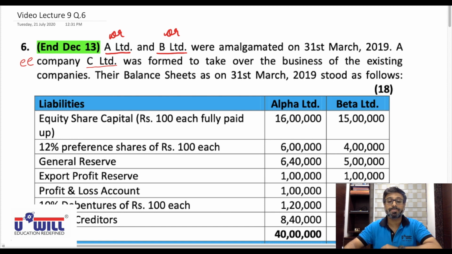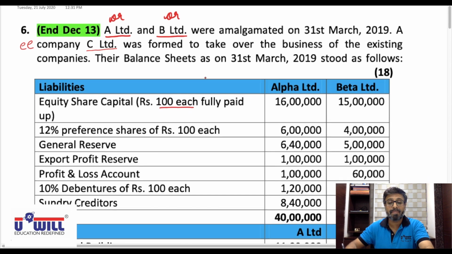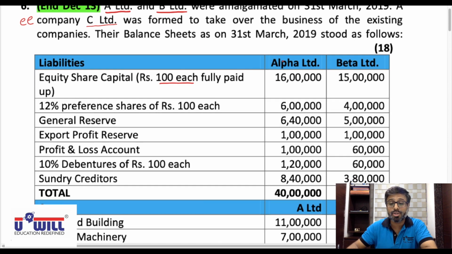Now, further, their balance sheet as on 31st March 2019 was as follows. Equity share capital, rupees 100 each, fully paid up, 16 lakhs and 15 lakhs. So what would be the number of shares in A Limited and B Limited? Here, make the correction: it should be simply A Limited and B Limited, no Alpha and Beta. Maybe the question was copied and pasted from the previous one, so Alpha and Beta had come. Make it A Limited and B Limited, simply A and B.